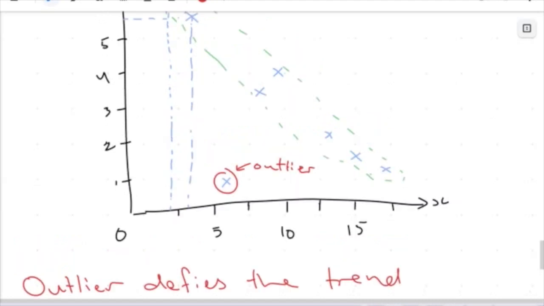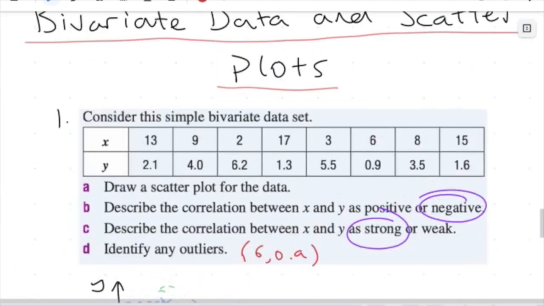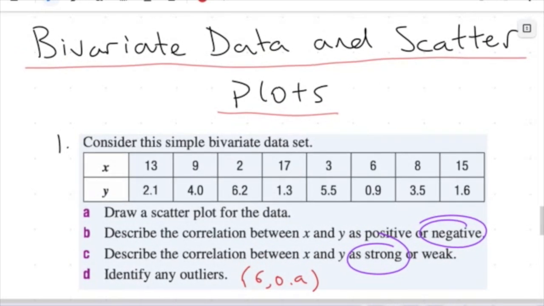But this is how we can apply what we've learned from the previous video to actually taking some data sets as we have here, these examples of bivariate data, plotting them onto a graph with a horizontal axis and a vertical axis, and then commenting on the correlation, whether it's positive or negative, strong or weak, and then identifying any outliers in the data.